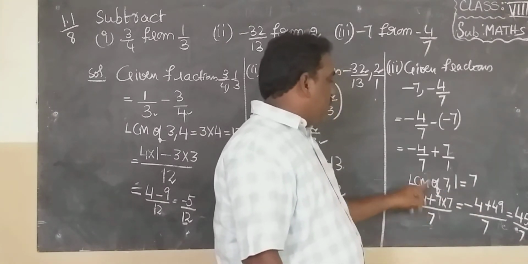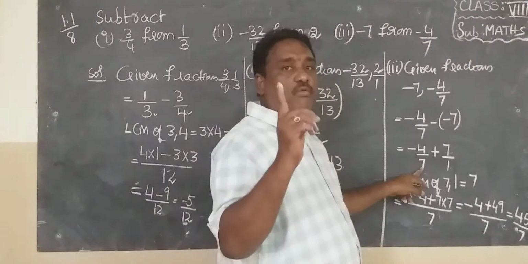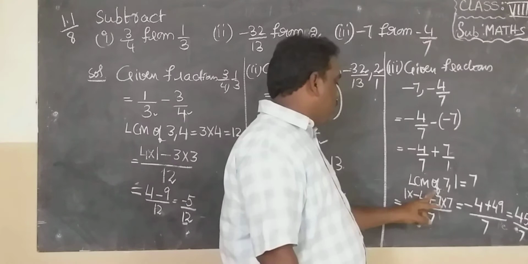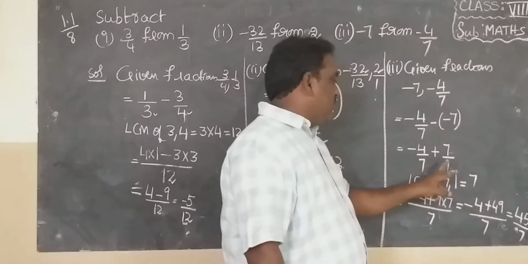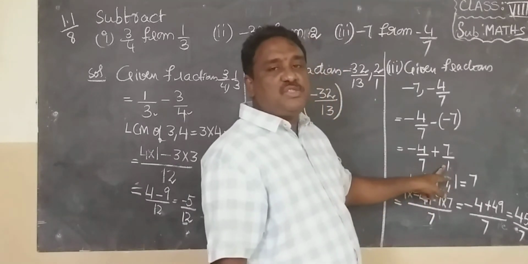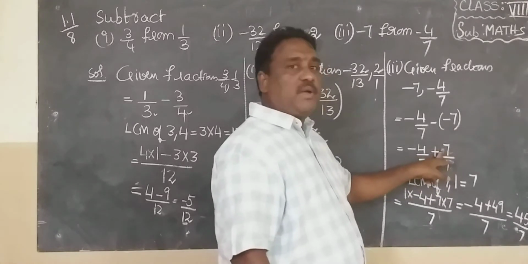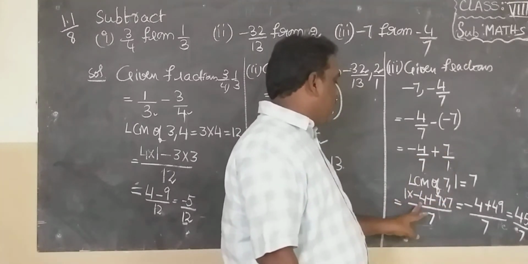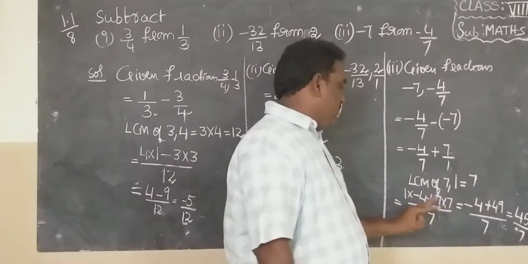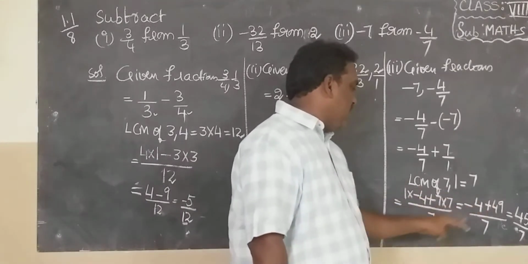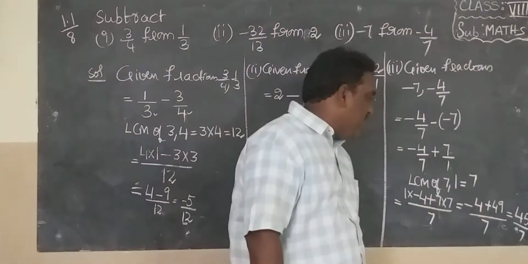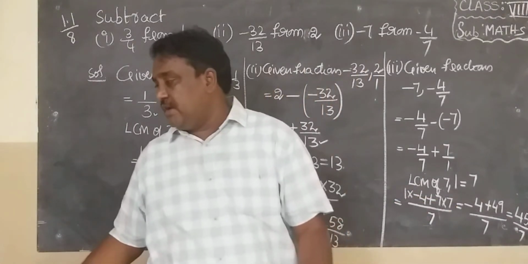Then 7, how many times? 1 time. What is the numerator? Minus 4. 1 into minus 4. 7 1s, how many times? 7 times. What is the numerator? 7. It becomes 7 into 7. 1 into minus 4 plus 7 7s are 49 by 7. Now let us do subtraction. 45 by 7. So there ends the problem.